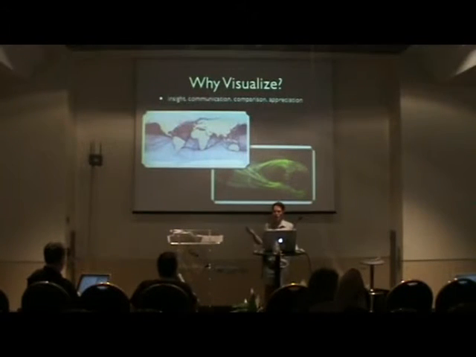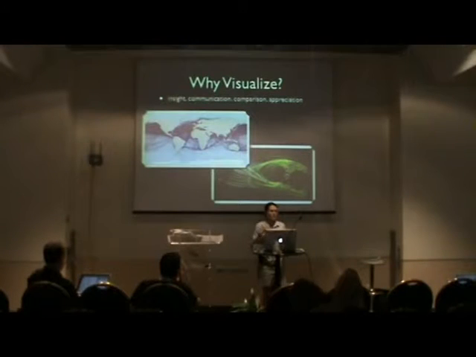So here are two beautiful visualizations. One's of shipping patterns around the world, and the other is a magnetic field. And you can see that not only do these help us gain insight and communicate what the base numbers of the data are up to, they're also very beautiful.